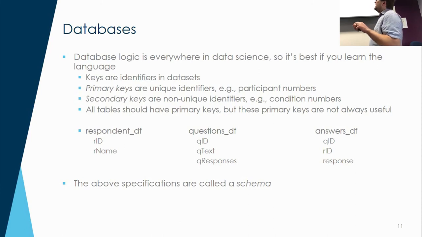So in this case, this is an example of what might be a very simple website that collects data via surveys. You would probably have at least these three tables. Respondent DF, which has an identifier for each person that takes a survey, as well as their name. The name is unique to Respondent DF, so it doesn't get referenced anywhere else, but that response ID will end up being used over here. We'll get to that in a second.